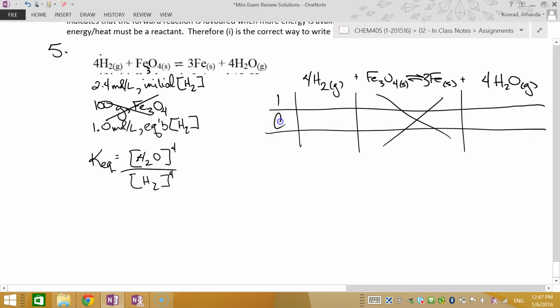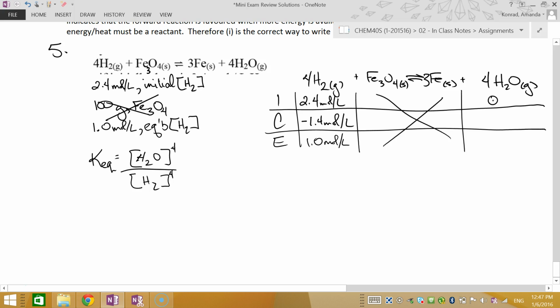Initial concentration, change in concentration, equilibrium concentration. We can fill in 2.4 moles per liter. We can fill in that equilibrium. It is 1.0 moles per liter. So we can determine the change is a loss of 1.4 moles per liter.